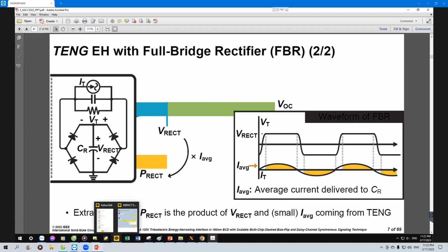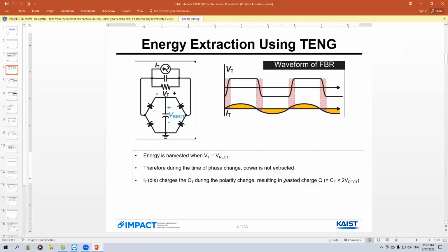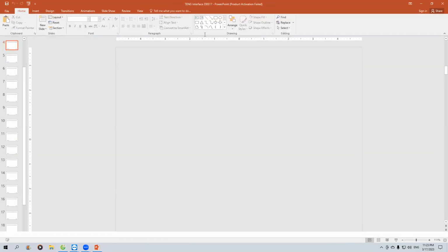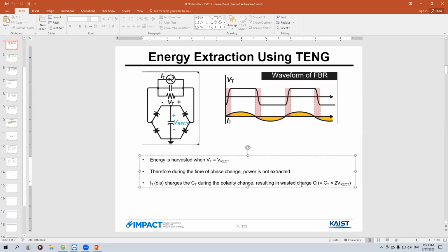So here you are wrong. Here is not wasted. That is not wasted. But in the original presentation it says that it's charge, and I think it could be harvested.